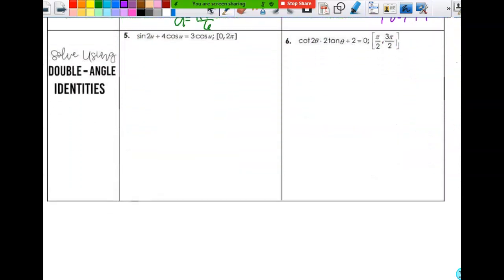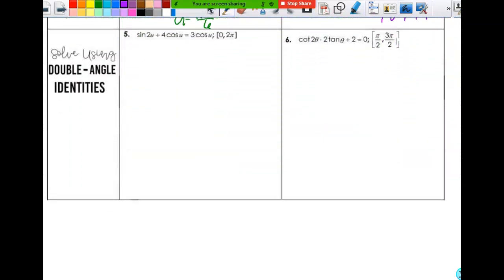I wouldn't. All right, so let's look at number 5. I'm going from 0 to 2 pi. That's a whole circle.